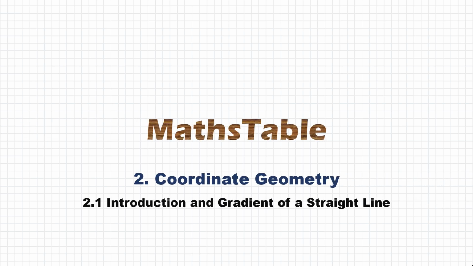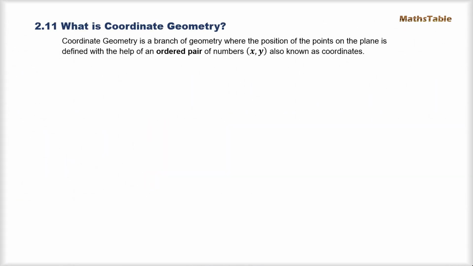In this lesson of Coordinate Geometry section 2.1, we are going to discuss what coordinate geometry is and the meaning of the gradient of a straight line. Coordinate geometry is basically a branch of geometry in which the position of points on the coordinate plane is defined with the help of an ordered pair of numbers such as (x, y), which are also known as the coordinates of the point. Now, what is a plane basically?